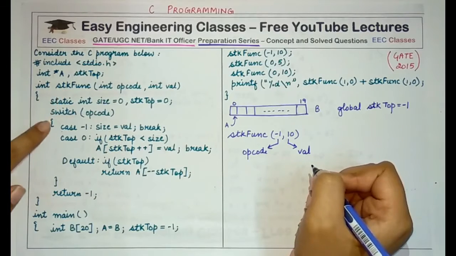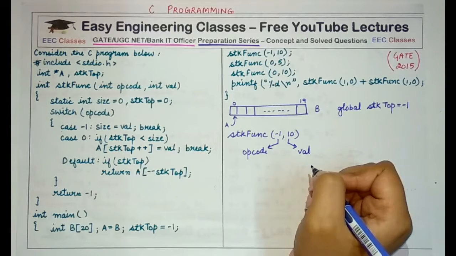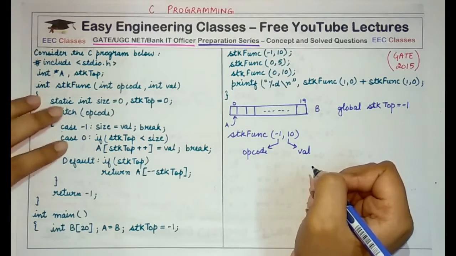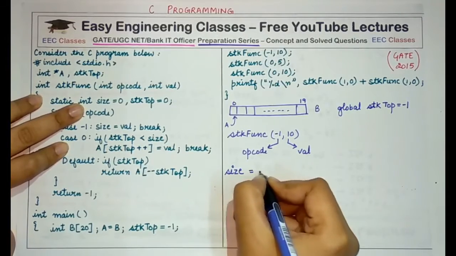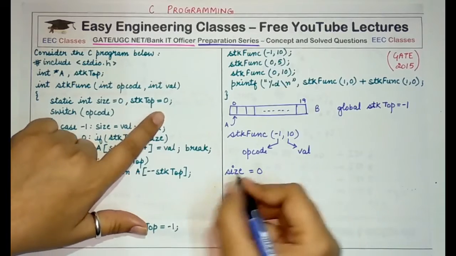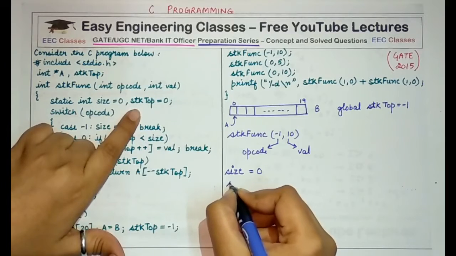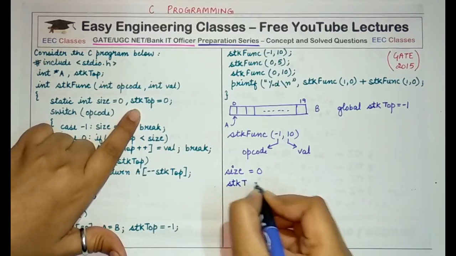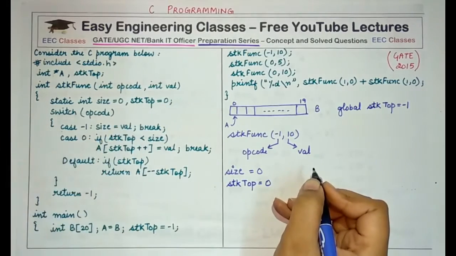Now the stack func function is declaring two static variables. Please remember the uses of static variables: static variables retain their values between function calls. So there is a static variable size which is initialized to 0, and now there is a local static variable which is stack top. This variable is local to this function and it will maintain its value across different function calls, and it is initialized to 0.